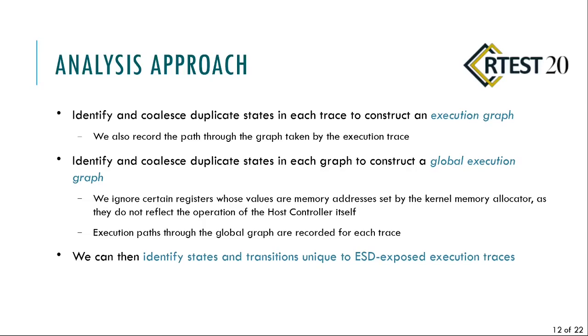And then we repeat this process again to construct a global execution graph, unifying all of our execution graphs for each trace. This gives us a global context in which we can understand each one of these traces as a path taken through this big state machine. Based on this, we can see what paths and states are visited by baseline logs and what paths and states are unique to ESD-exposed execution traces.